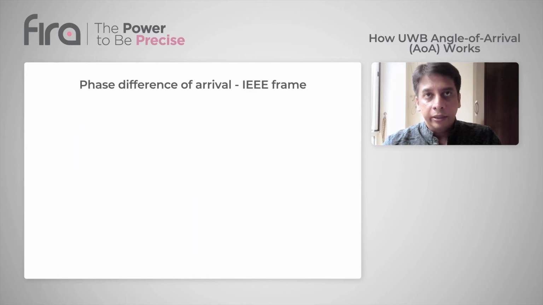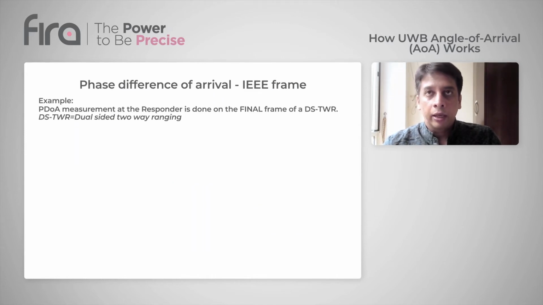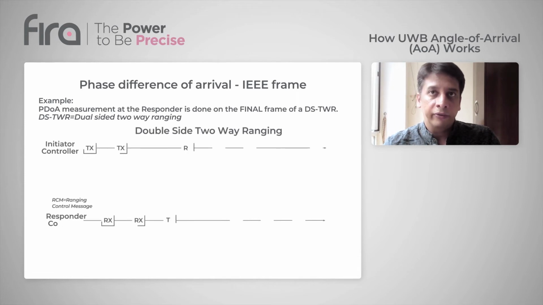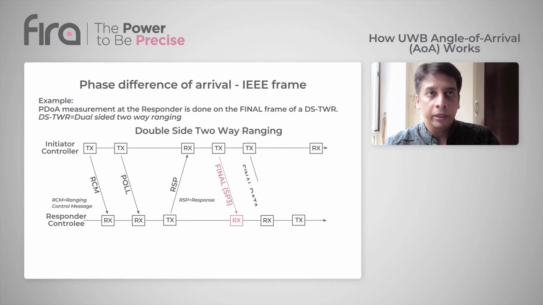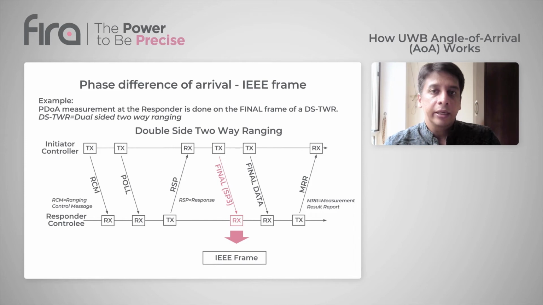In two-way ranging, the way you can do angle of arrival for an IEEE frame is you can also look into the final message that is from the initiator. So you have the typical RCM, poll, response, final and final data. On the responder side, when it receives the final message, it can then look into the IEEE frame and then calculate the PDOA and then arrive at the angle of arrival.